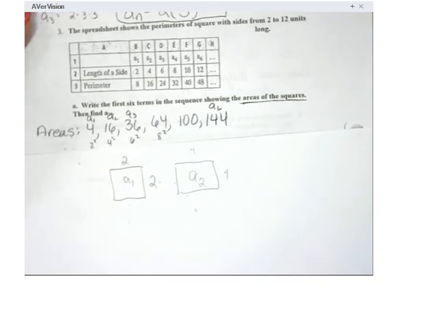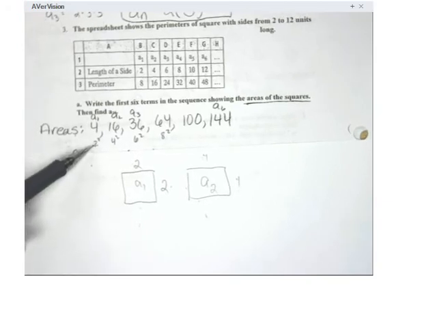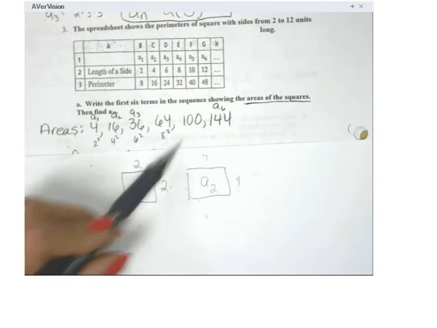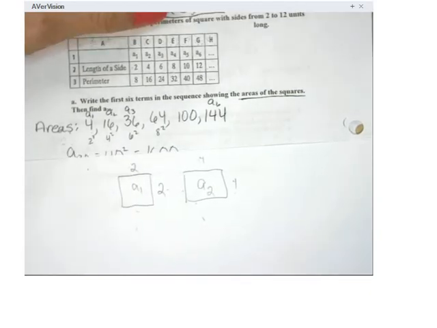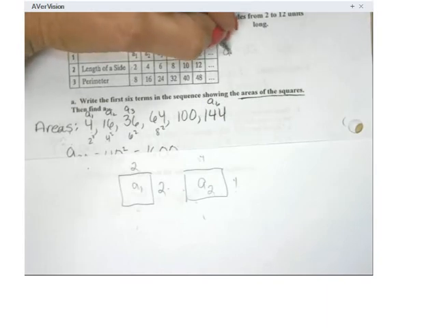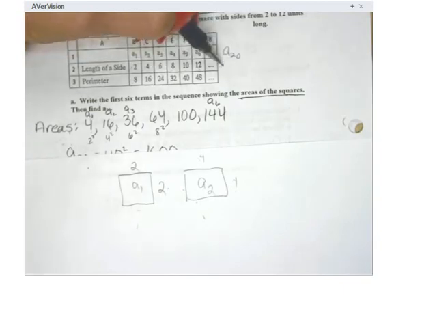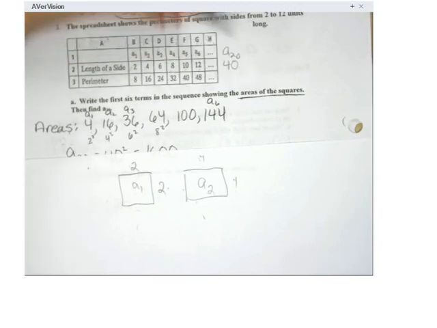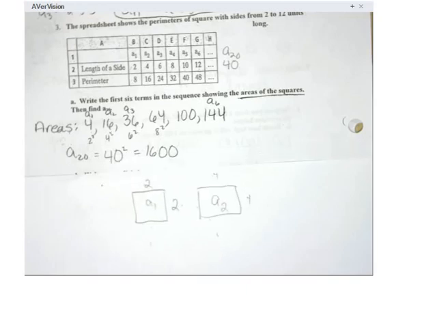And here are my areas. And I kind of wrote underneath some of these little values: a length of a side squared, a length of a side squared, etc. And I can see what my pattern is. It says, then find a sub 20. And if I wanted to find a sub 20, recognize if I keep going out here and get to that a sub 20th, I can see what the pattern is, that the first, a sub 1, has a length of side 2. The second one has a length of side 4. And notice that I keep multiplying by 2. So a sub 20 is going to have a length of side of 40, which means its area would end up being 40 times 40, or 1,600.